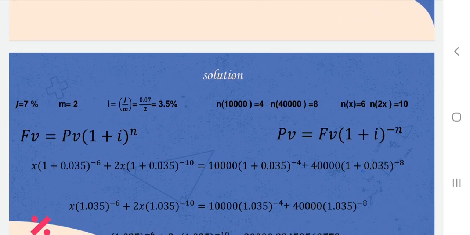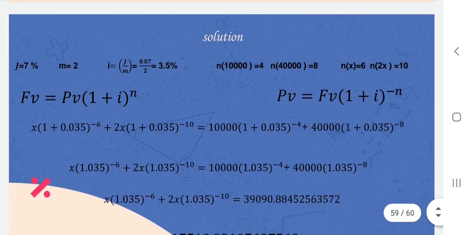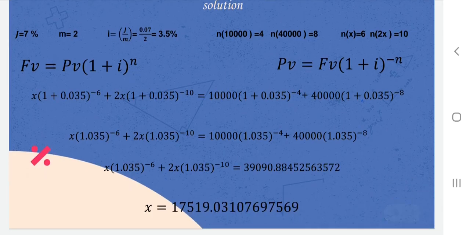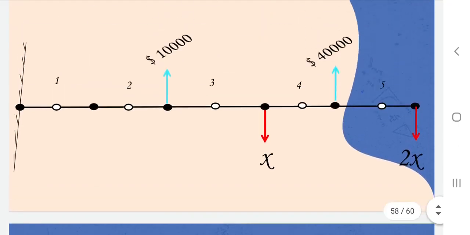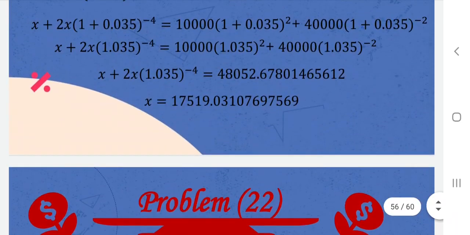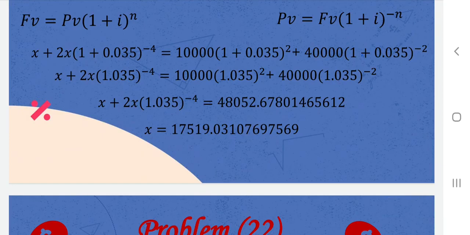j equal 7% as a nominal rate, m semi-annually, so m equal 2, so i equal the nominal rate over m, 7% over 2 equals 3.5%. n for $10,000 equal 4, n for $40,000 equal 8, n for x equal 6, n for 2x equal 10. By substituting in a formula of future value and the present value, you can get x equals 17,519. Look at the previous example. The same result, 17,519.